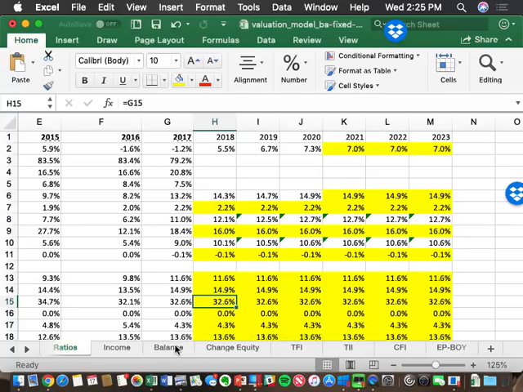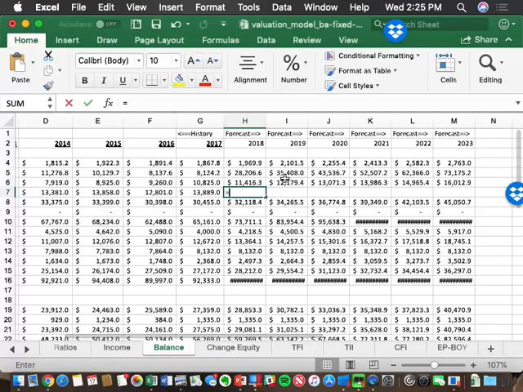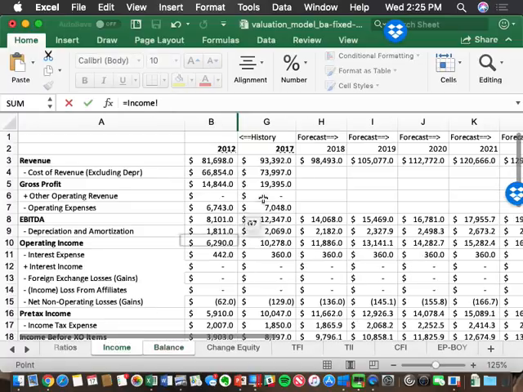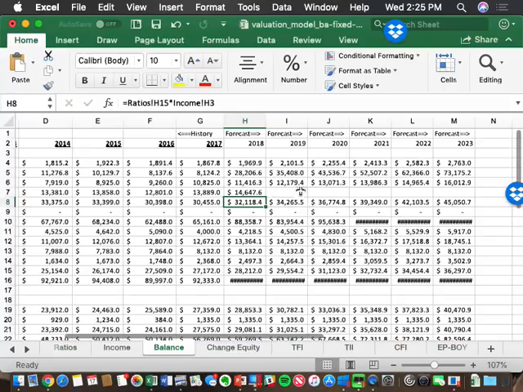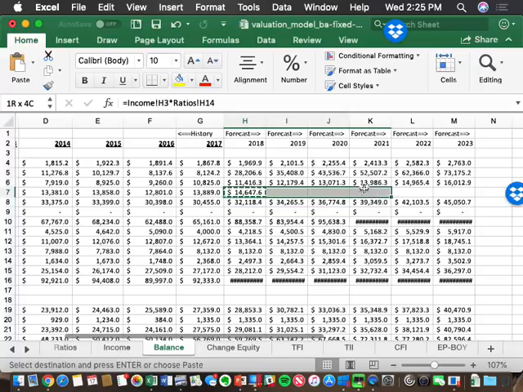Let's try this again. Equals 2018 revenue times ratios 2018, where was it? 14.9, H14. There we go. And then I need to copy that and paste that forward.